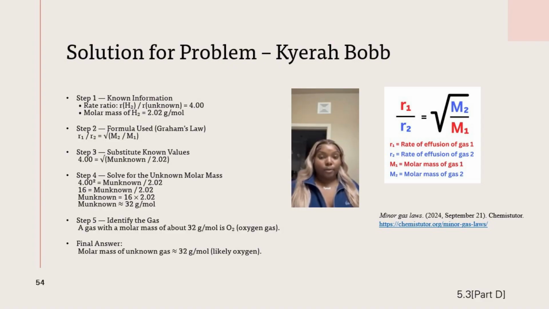Square both sides to remove the square root. That gives me 16 equals the unknown molar mass divided by 2. Then I multiply by 2 and get about 32 grams per mole. A gas with a molar mass of 32 is more than likely oxygen.